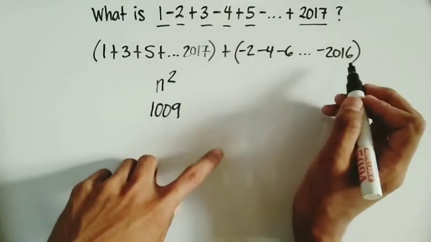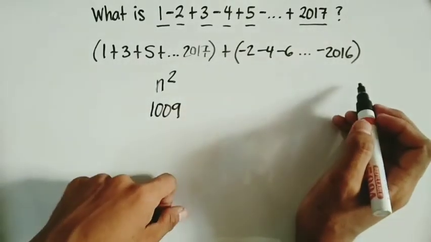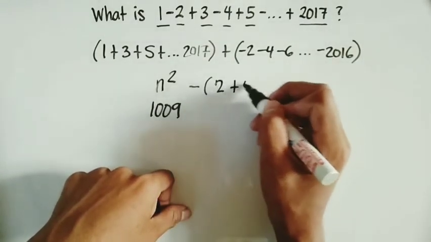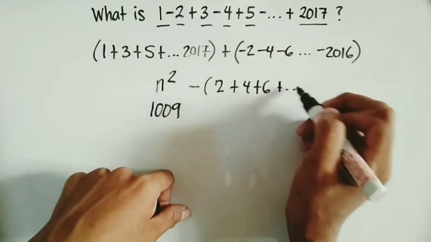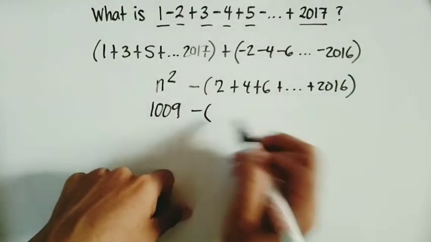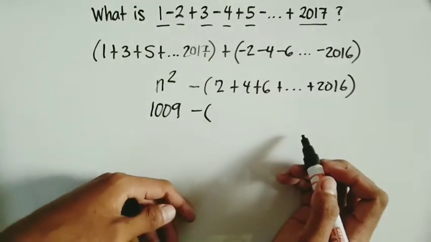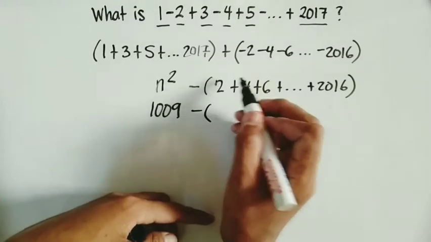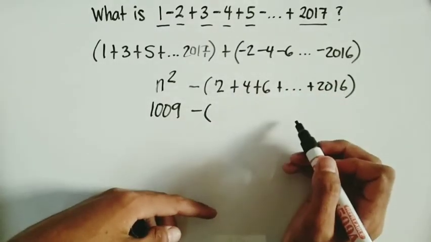So, dito naman sa kabila, napapansin natin lahat sila negative. Pwede natin siya ilabas. So, magiging ganito: plus 2 plus 4 plus 6 plus hanggang plus 2016. And mapapansin natin na it follows an arithmetic sequence whose common difference is 2, kasi nag-add lang tayo ng 2 para makuha yung next term.